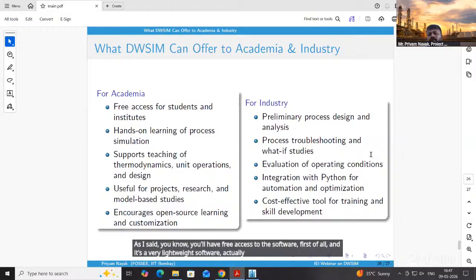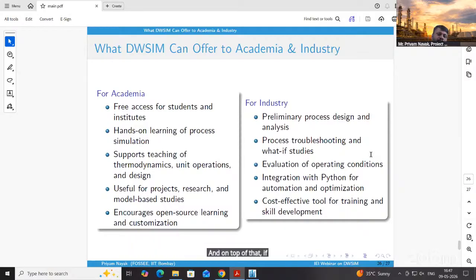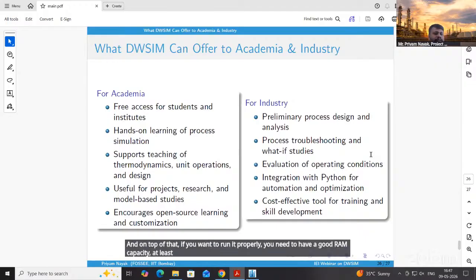I don't know how many of you have used Aspen Plus, but Aspen Plus is pretty heavy. The installation file size itself is some 10-12 GB, and once you install it, it takes 30 GB of your system. On top of that, if you want to run it properly, you need good RAM capacity at least. But compared to that, DWSIM is very lightweight software. It takes about 200.